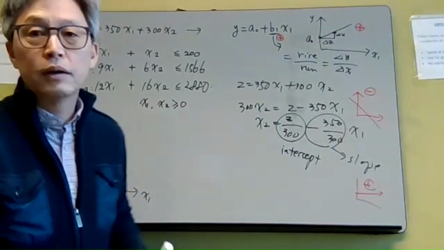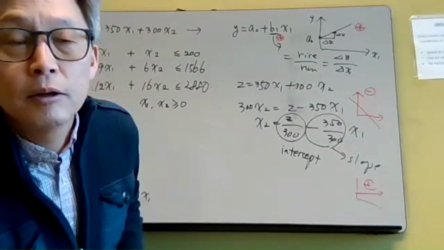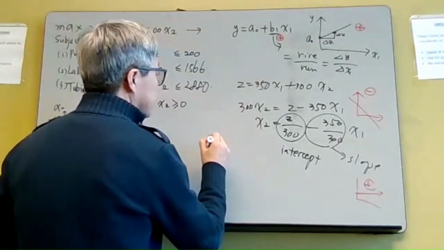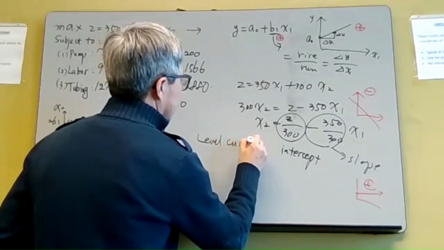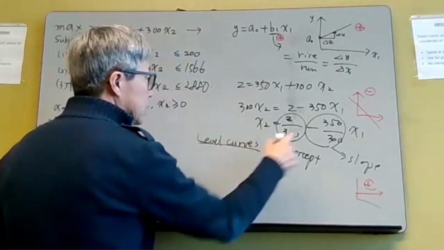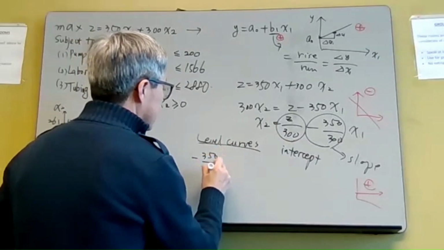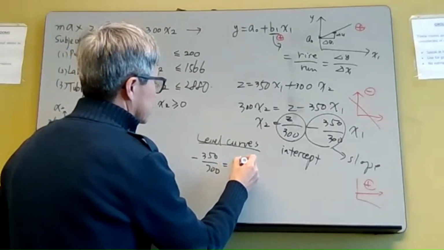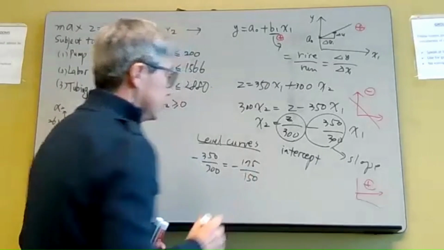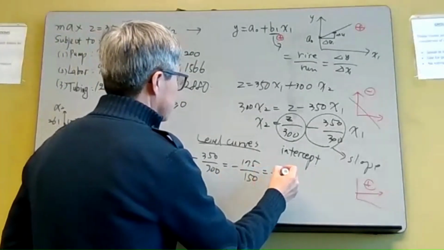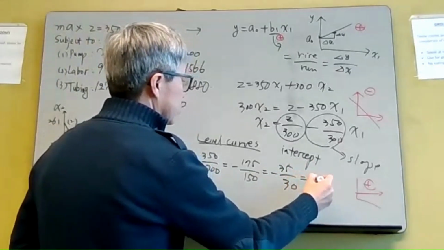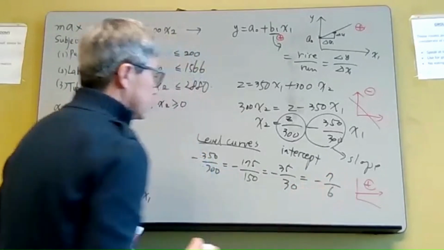Do you have any questions so far? No questions. Okay. Because we have a slope, we can draw the profit level curve. Our slope is minus 350 over 300, which is equivalent to minus 175 over 150, or minus 35 over 30, and this is equivalent to minus 7 over 6, right?